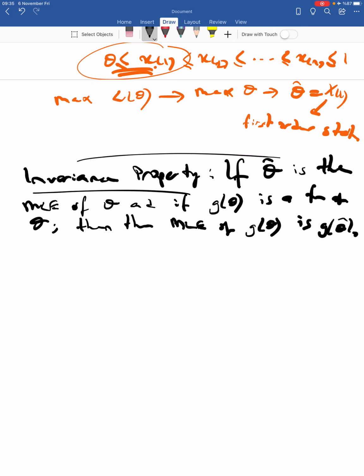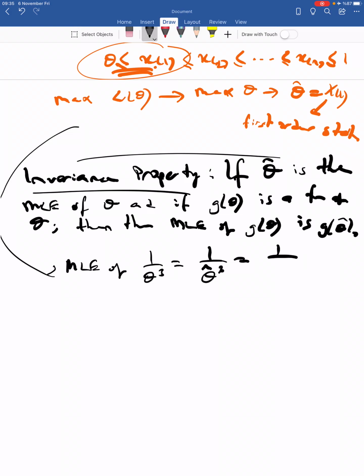Whatever the function is, it can be a nonlinear function or a linear function. For example, for the previous example we considered, let's try to find the MLE of 1 over theta cubed. What we have to do is just replace theta by theta hat, the MLE. And what is the MLE? x1. Take the third power.